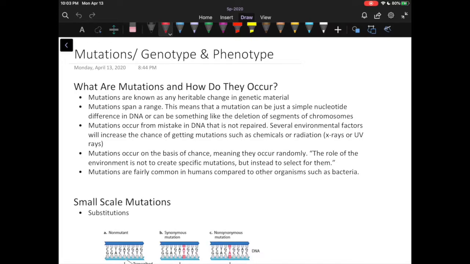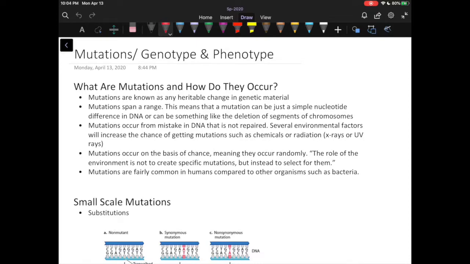Also, a lot of environmental factors increase the chance of getting a mutation, such as chemicals or radiation, like X-ray and UV rays. And once you get into OChem, once you start doing the OChem lab, there's a lot of chemicals that are classified as carcinogens. This means that they have the ability to cause cancer by mutating your DNA.